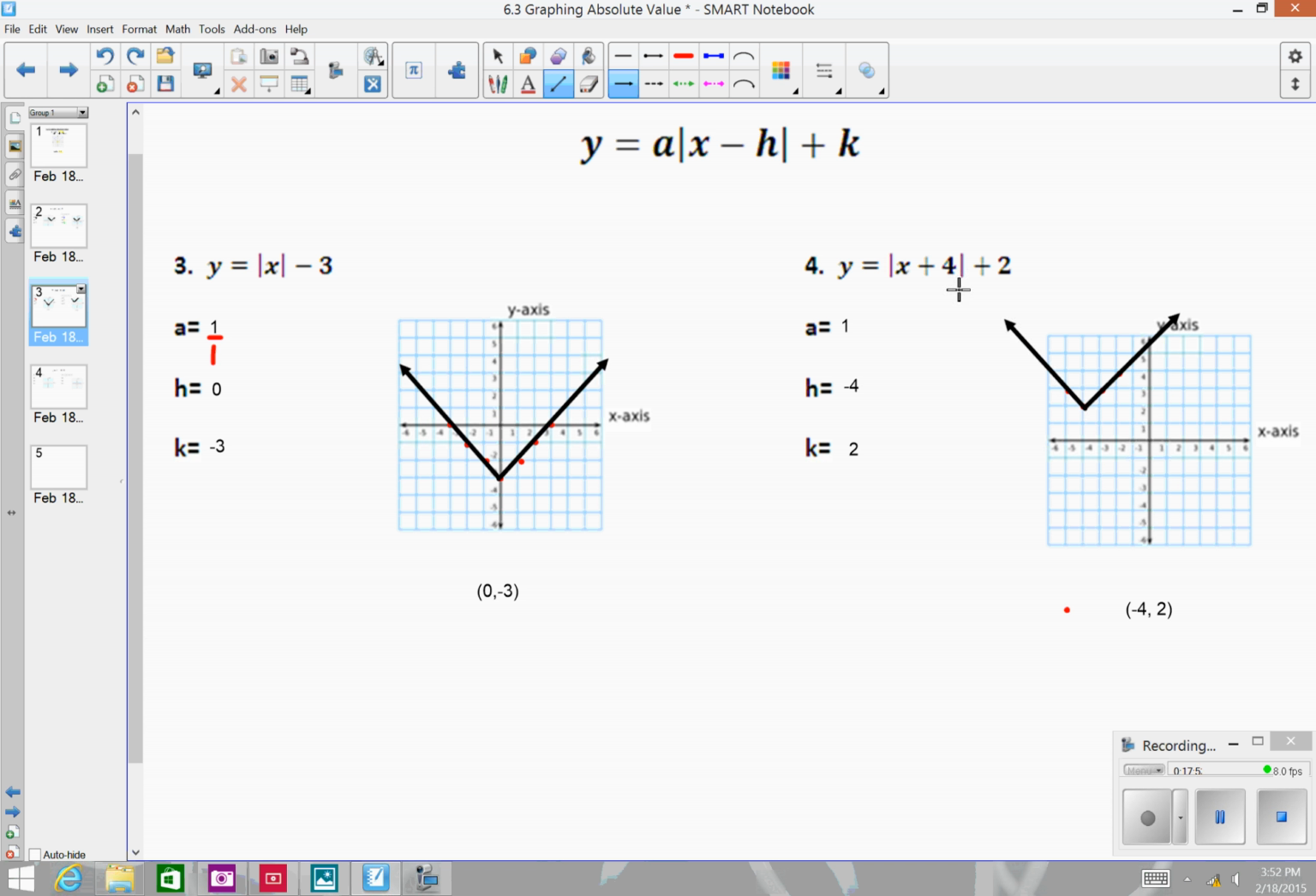So in this case, my horizontal shift should have been left 4 places because it's opposite of what you see, and then up 2. So from the origin, I'm going to go left 4, up 2, and that's where my vertex is. For any of these, nothing really changed with my V. My V is always the same shape. The only thing that changes is the placement of your graph.